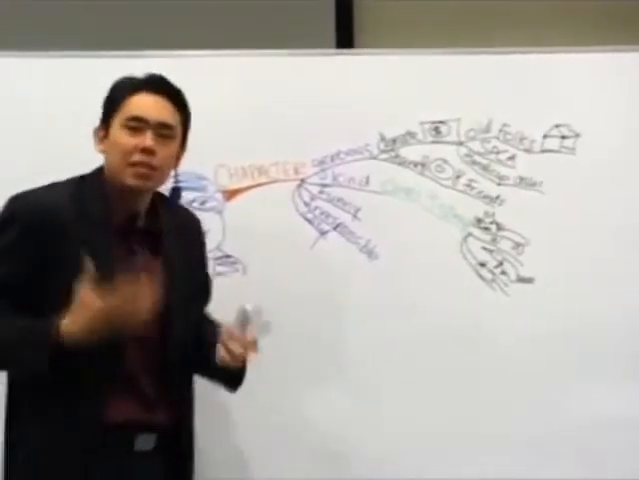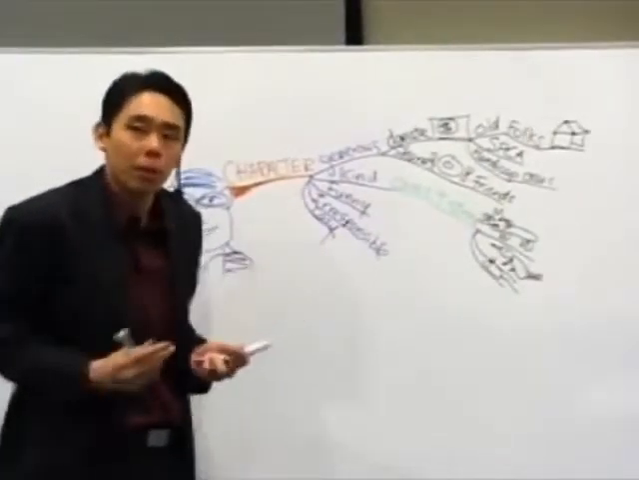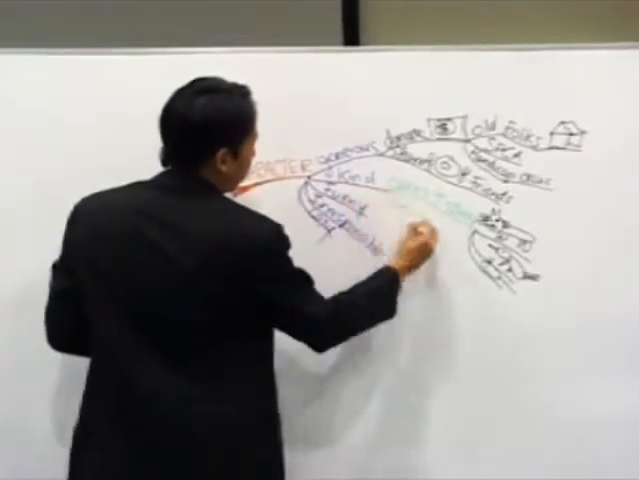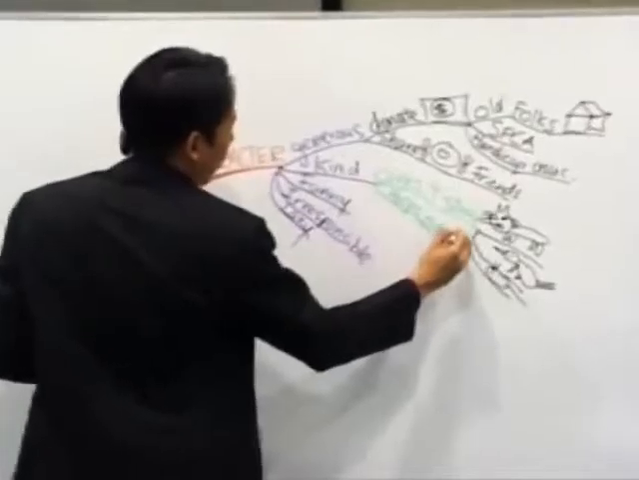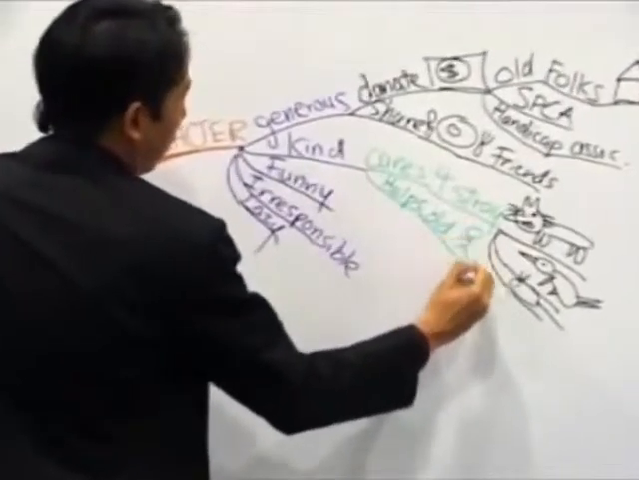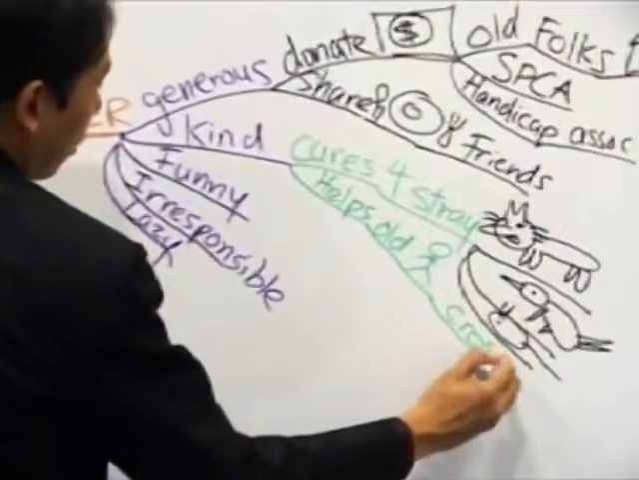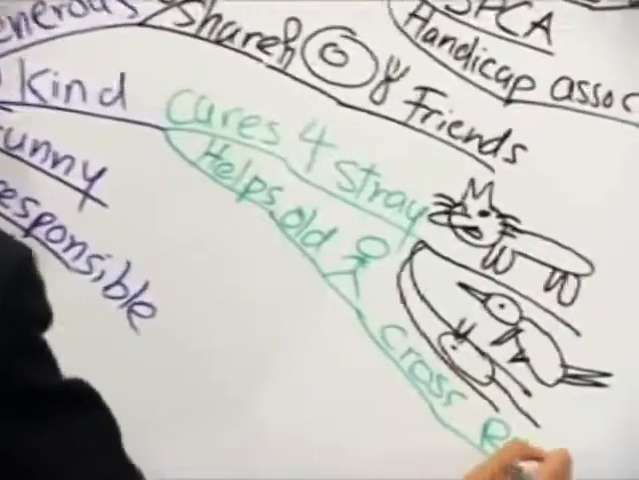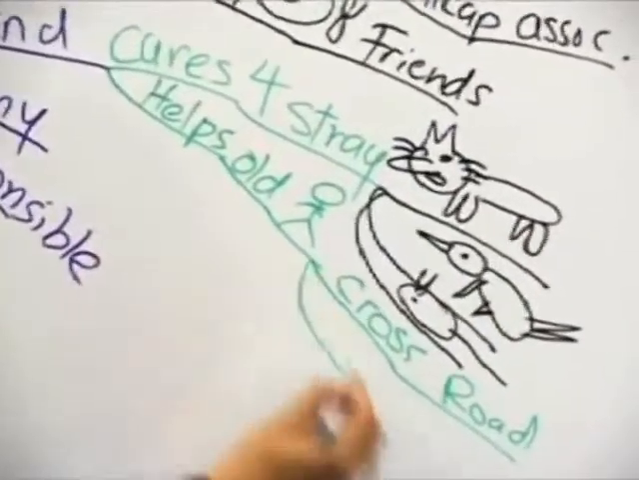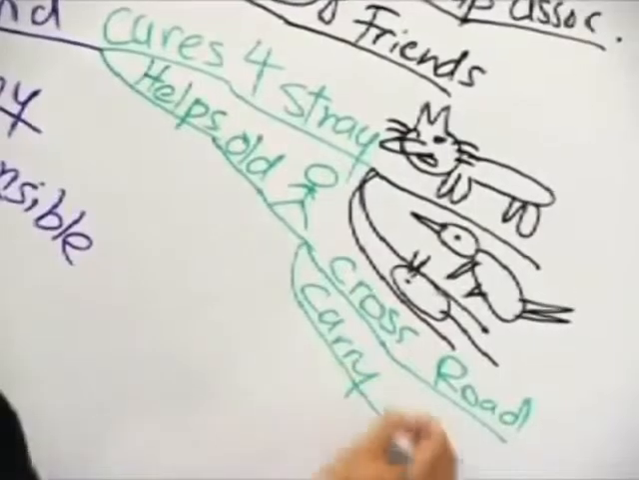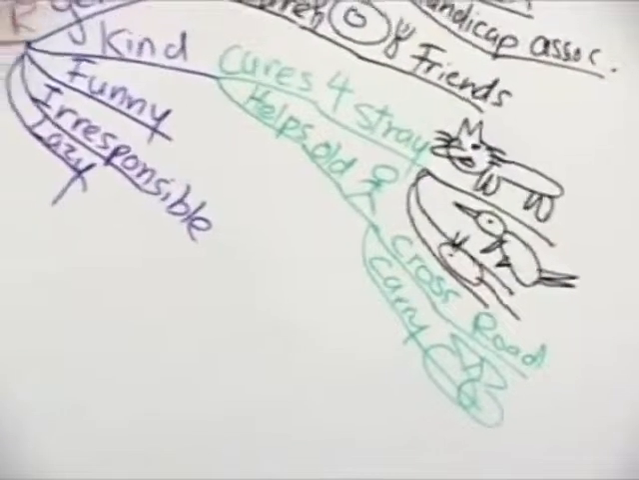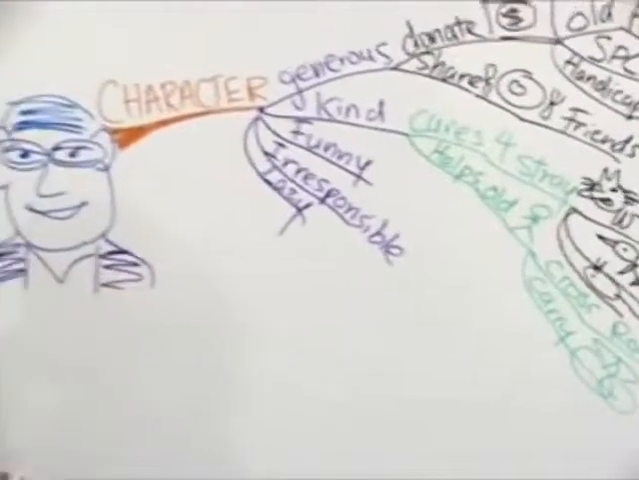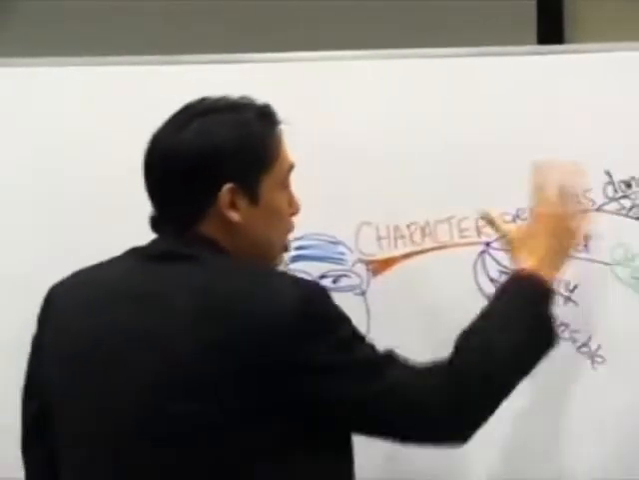Why else is he kind? Maybe he's kind because he helps old people across the road. So helps old men cross road. And maybe he also helps the old man carry bags. Alright, so I'm just giving you some examples over here. So as you see, I'm using all the principles, all the rules. So similarly, I'll add in more details for each of these main points.